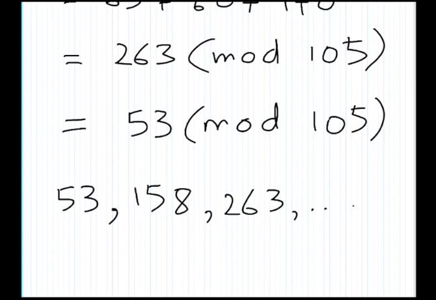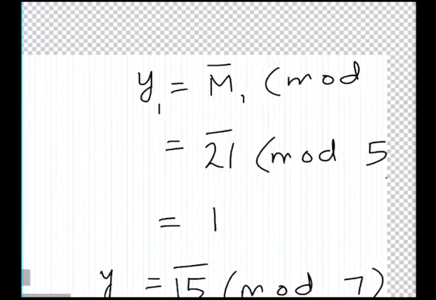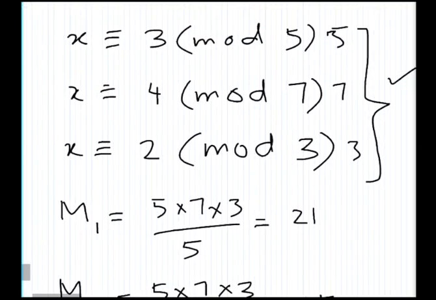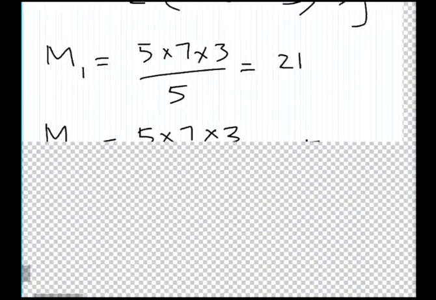Now let's check. Go back to our problem here. When 53 is divided by 5, we get the remainder 3. When 53 is divided by 7, we get a remainder 4, because 7 times 7 is 49, and then we get a remainder 4. When 53 is divided by 3, we get a remainder 2, because 51 is divisible by 3, and then we get a remainder of 2. So this is the way we can use the Chinese remainder theorem to find solutions to congruences like this.